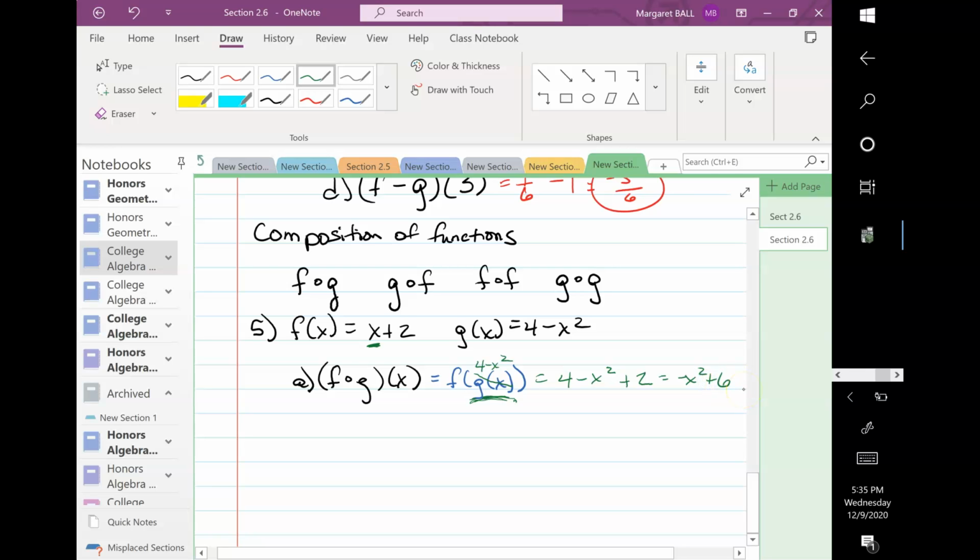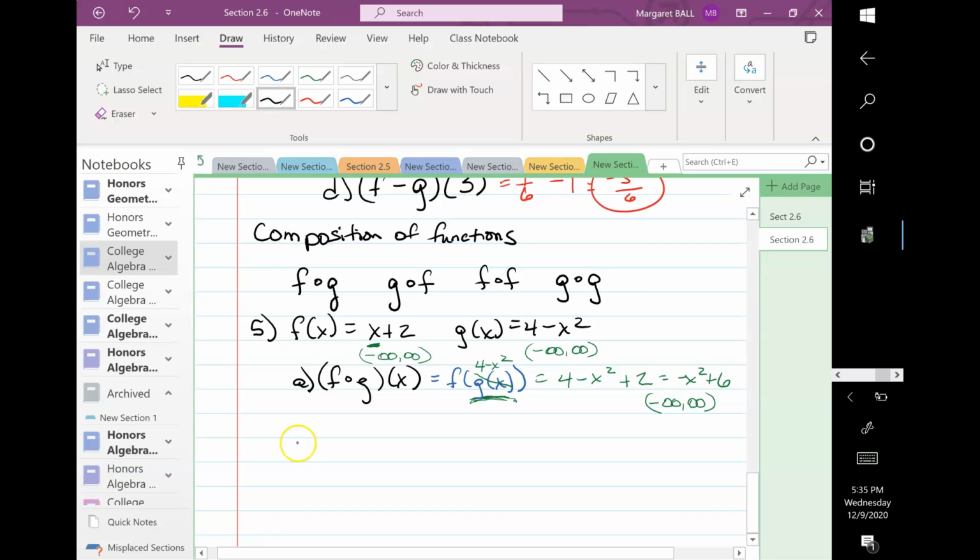Now let's talk about domain. The domain of the original f of x function is negative infinity to infinity because it's a line. The domain of the original g function is negative infinity to infinity because it's a parabola. There's not a fraction, there's not a radical, you don't have to worry about it. So for part A, the f∘g function, the domain is also negative infinity to infinity because there's not a fraction and there's not a radical, so you don't need to worry about it. And the intersection of these two is also negative infinity to infinity.